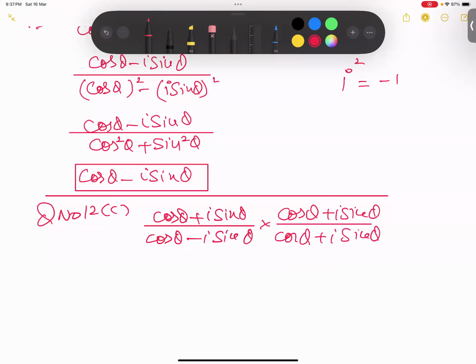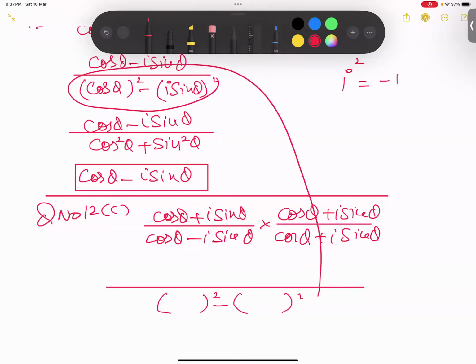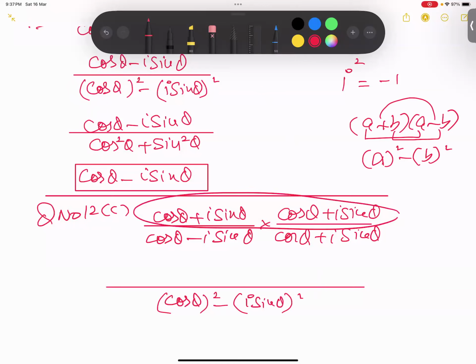Now the denominator, you know it very well, nothing hard, because first term same, second term same, and signs are opposite. So I can do directly square of the first term minus square of the second term, the way I've done on the top. You know, a plus b when multiplied with a minus b: first term same, second term same, signs opposite, we do square of first term minus square of second term. Same thing I am going to apply here. So cos theta, iota sine theta, believe nothing hard. But the upper part, I can't do that way.